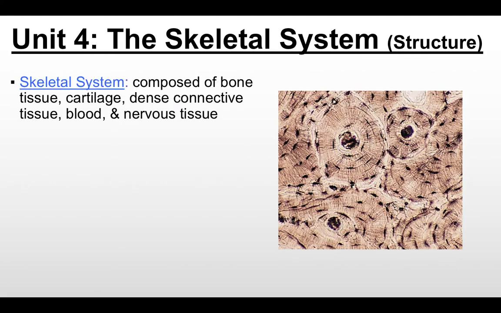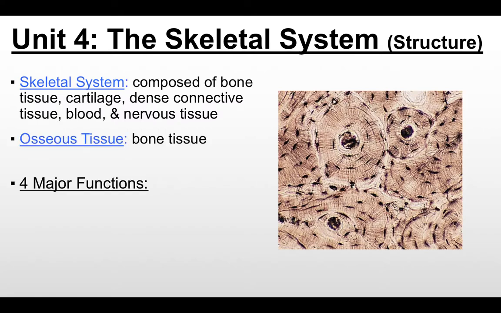So the skeletal system is composed of bone tissue, but also cartilage and dense connective tissue. It is where our blood is created, and there's even some nervous tissue in there. A synonym for bone is osseous tissue, so you may hear me use that term, and we'll see that root a lot. You maybe have heard it in osteoporosis, but osseous tissue just refers to bone.